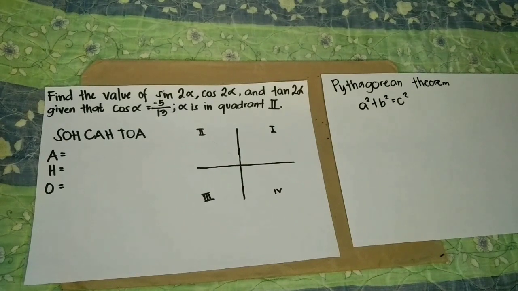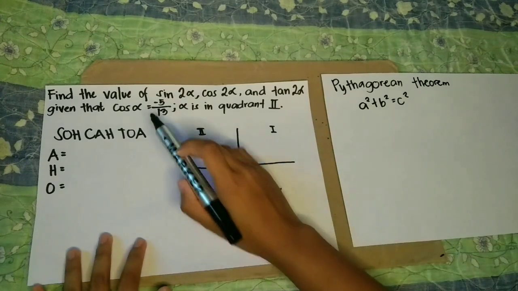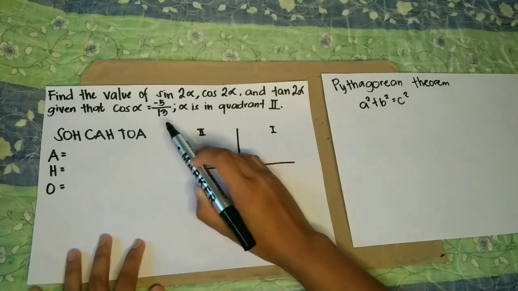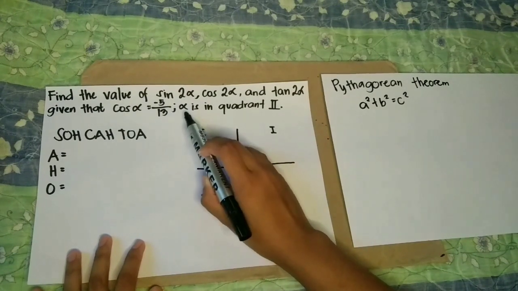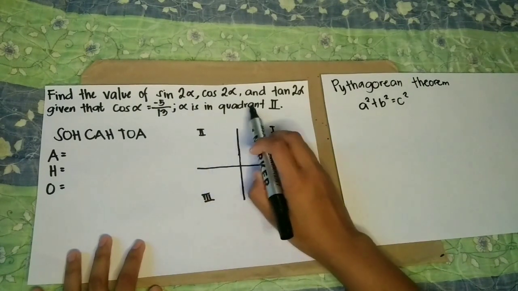Since we all know how to derive the double angle formula of sine, cosine, and tangent, let's have an example. So my example here is to find the value of sine 2 alpha, cosine 2 alpha, and tangent 2 alpha, or the double angle of sine, cosine, and tangent, given that cosine alpha is negative 5 over 13 and alpha is in quadrant 2.